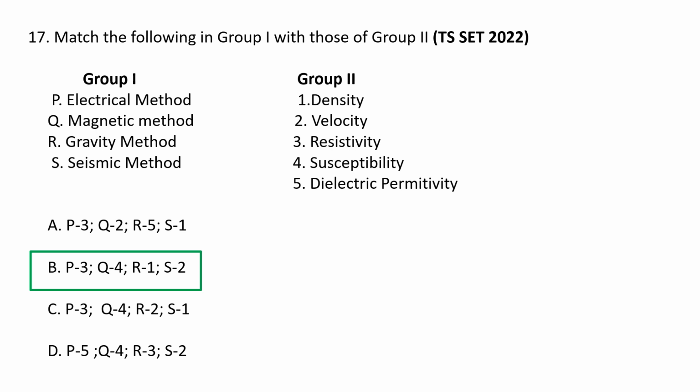Here P is the electric method. The electrical method deals with resistivity, the magnetic method deals with susceptibility, the gravity method deals with density, and the seismic method deals with velocity. So P3, the electrical method, is linked to resistivity, Q, the magnetic method, is linked to susceptibility, the gravity method is linked to density, and the seismic method is linked to velocity. So B is the correct answer.